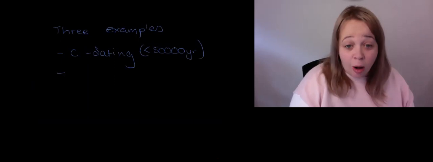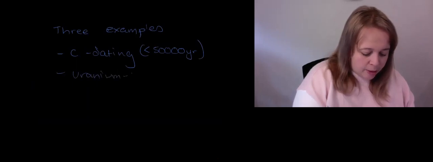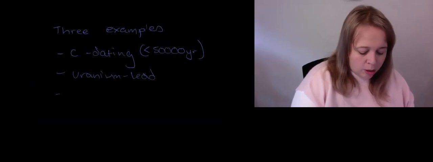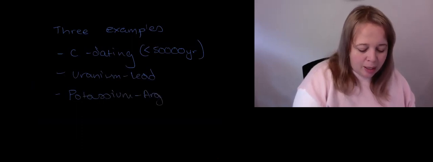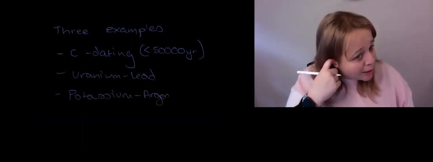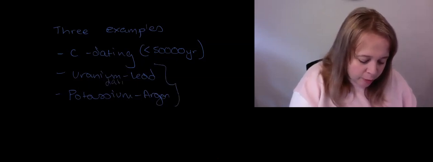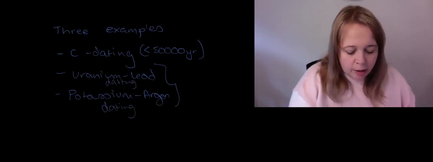And then if anything is older than 50,000 years old, we can use uranium lead dating or potassium argon. Now, what that means is they are just different radioactive elements. So these are these forms of dating, uranium lead dating and potassium argon dating. These are good for things that are older than 50,000 years.